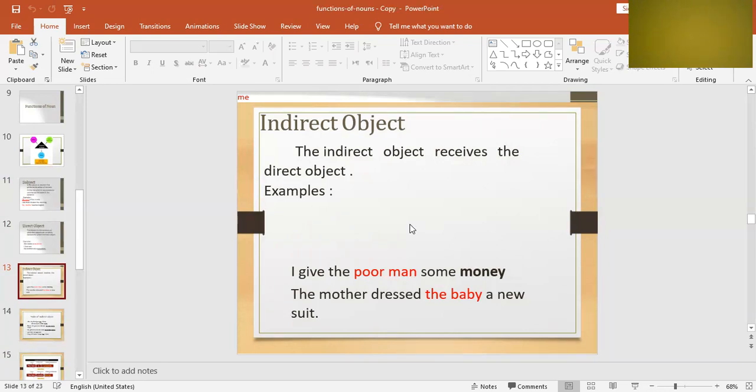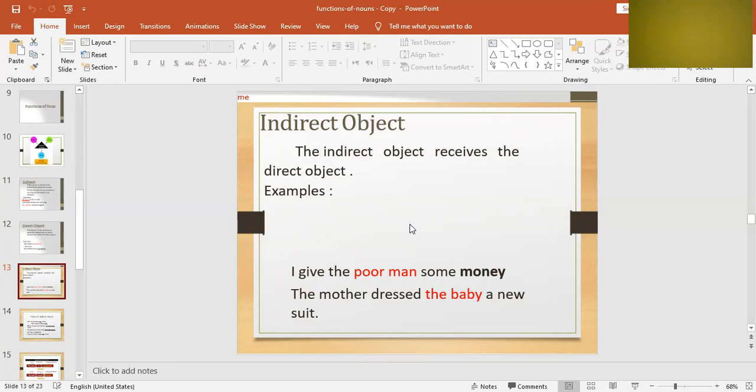Now, you see the indirect object written in "the poor man." I gave the poor man. The indirect object comes after the verb. I gave the poor man some money; "some money" is the direct object. But we can switch, we can use "to." So "the poor man" comes after the direct object. I say, I give some money to the poor man. The one which accepts "to" is the indirect object.